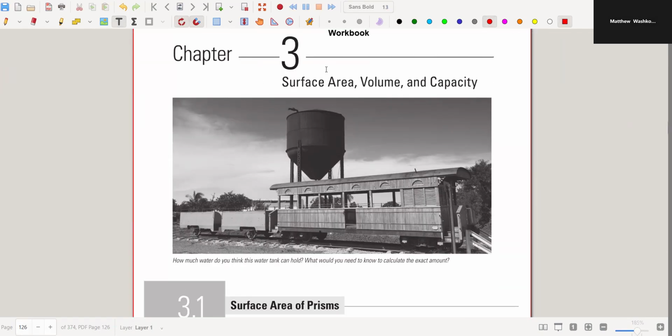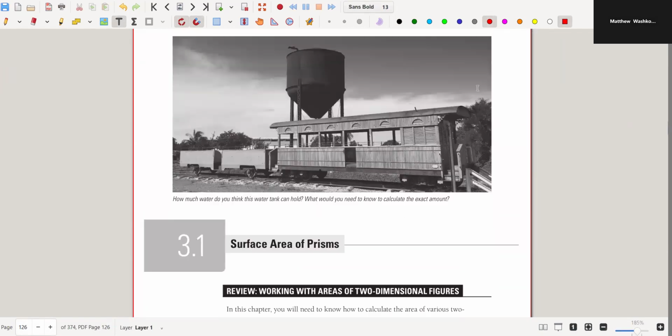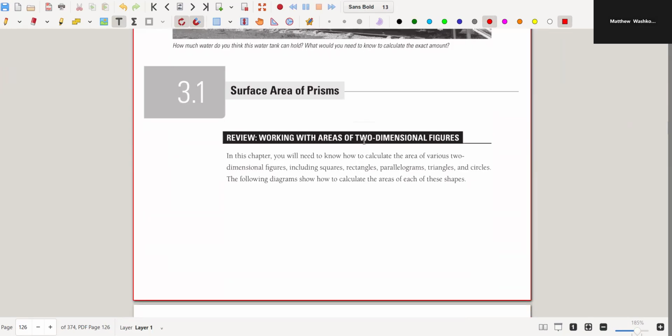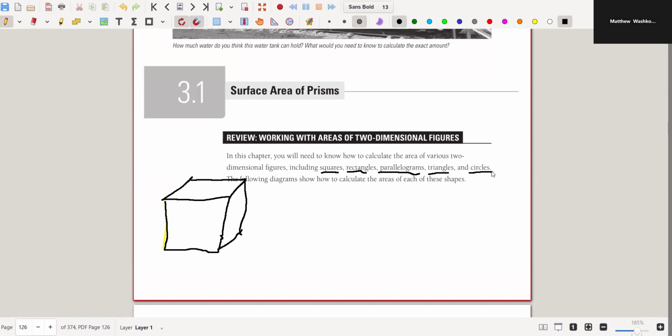All right, so this is about surface area, volume, and capacity. And we're going to be starting out here with the volume of prisms. So when we look at prisms, prisms are a 3D object, right? A 3D object, so this is a square, this is a square, this is a square, so on and so forth. It is just made up of a bunch of 2D objects. So we need to understand how to find the area of squares, rectangles, parallelograms, triangles, and circles.